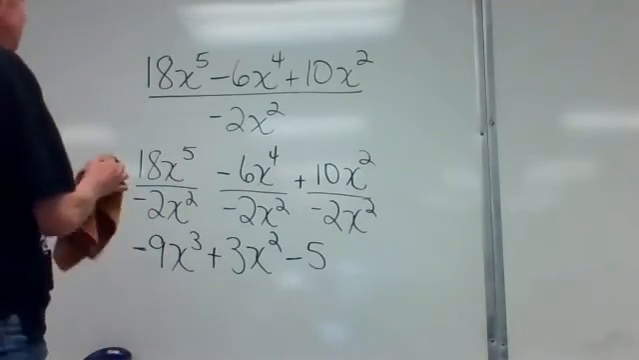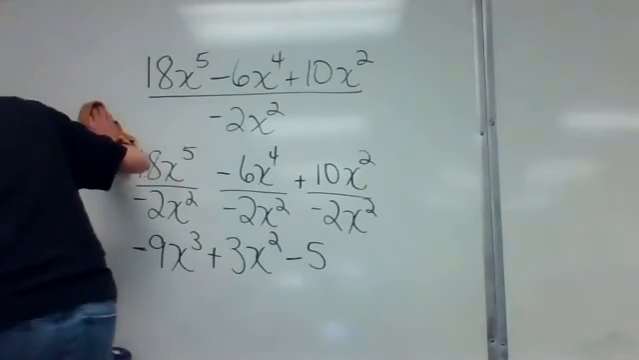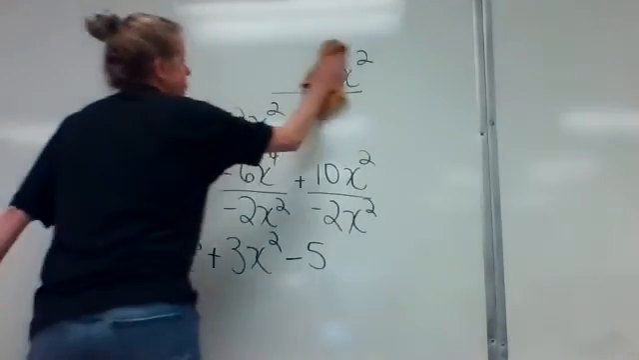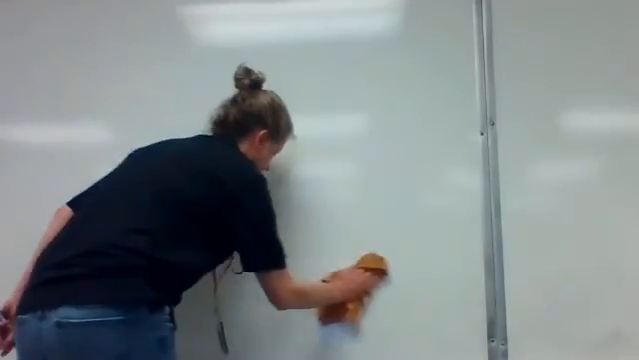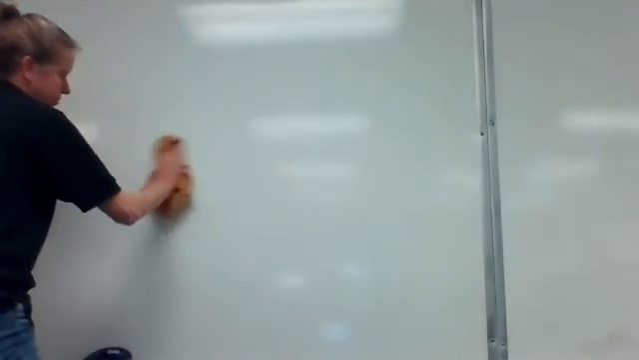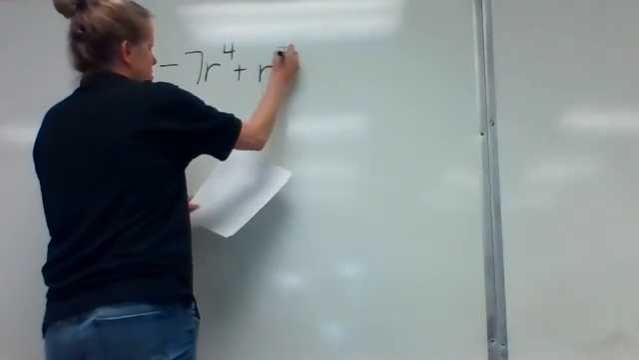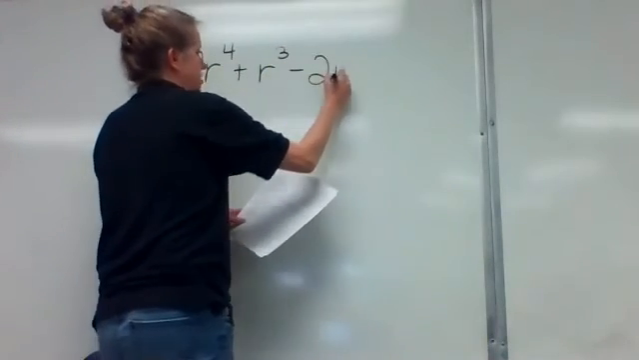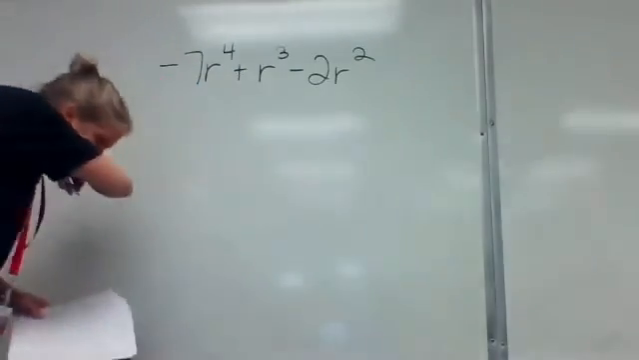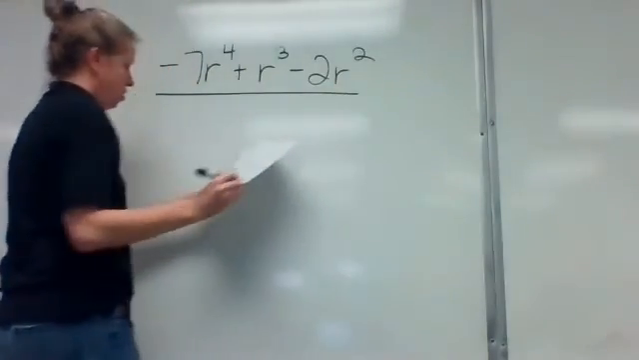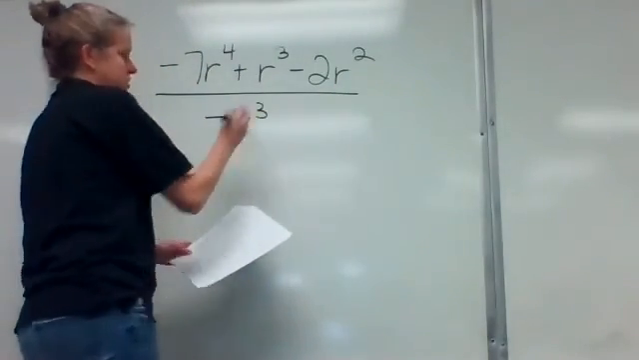All right, number 18. Negative 7r to the fourth plus r to the third minus 2r squared over negative r to the third.